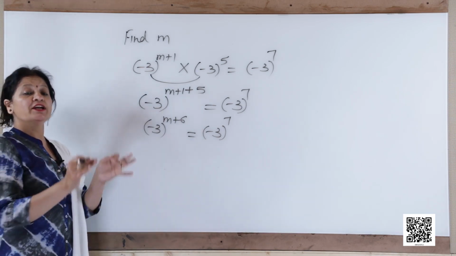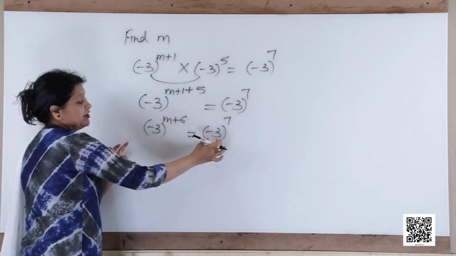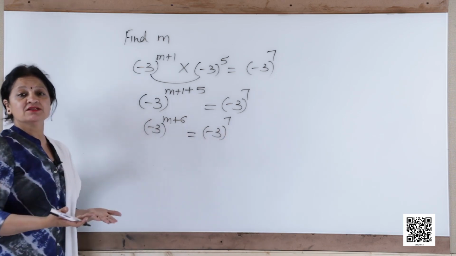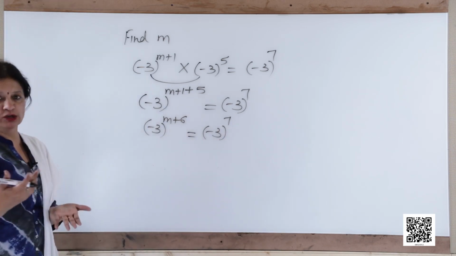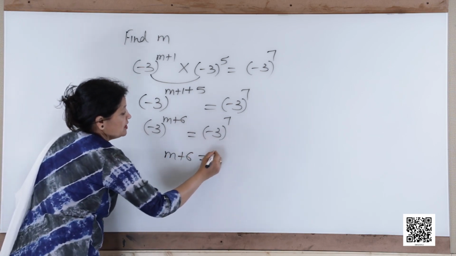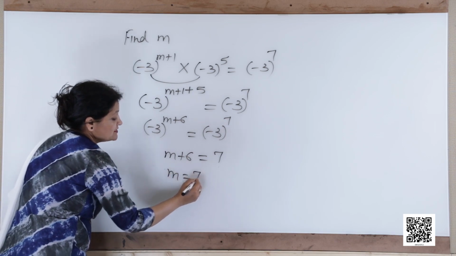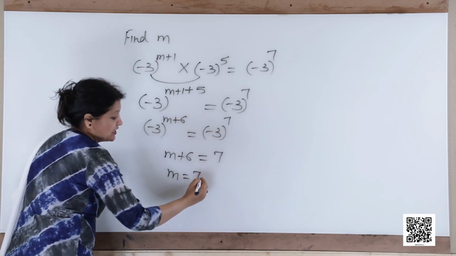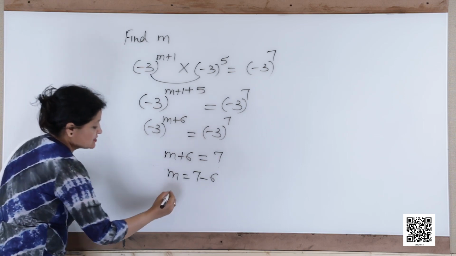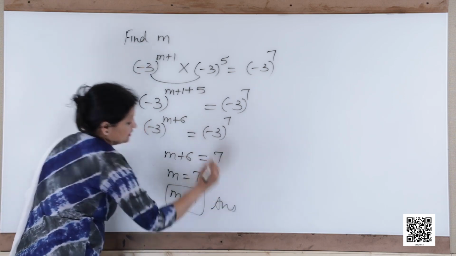We can equate only if its base is same. So you can check that. Their base are same. That means we can equate their powers also. Means m plus 6 will also be equal to 7. So m will be 7 plus 6. When we shift to that side, it will become minus 6. So m is equal to 1 is your answer.